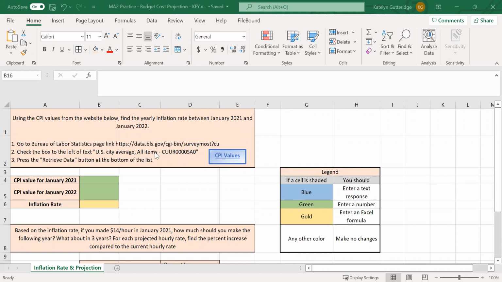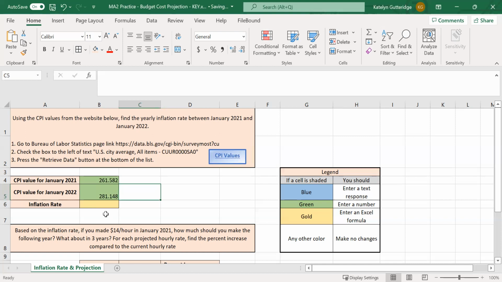The first thing you want to do is go to that CPI values link, follow the instructions, and find your CPI values. You're going to check that first box, hit retrieve data. It'll open a table, and then you can look for the values. We are finding values for January 2021, which you should get 261,582. And then we need the value for January 2022, which you should get 281,148. Okay, practice looking those up in the table. Go to that website, follow the instructions. You should find those numbers.